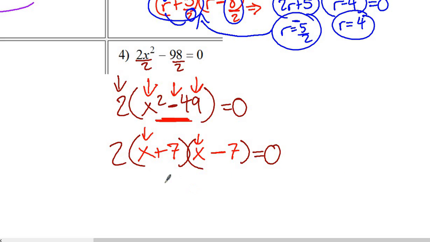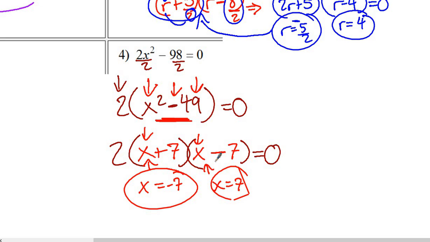Okay, so now all we need to do is set each of these equal to 0, and the first one will be made 0 if we plug in negative 7 there, and the other one will be made 0 if we plug in positive 7 right there.